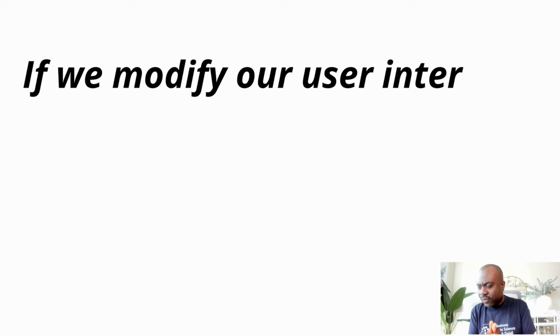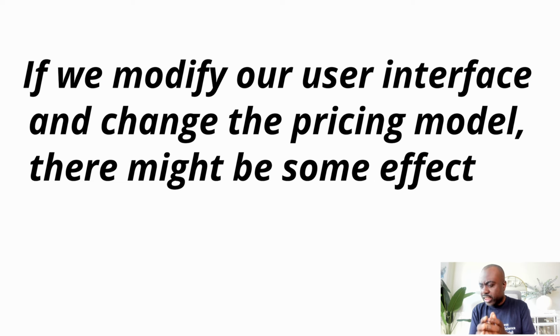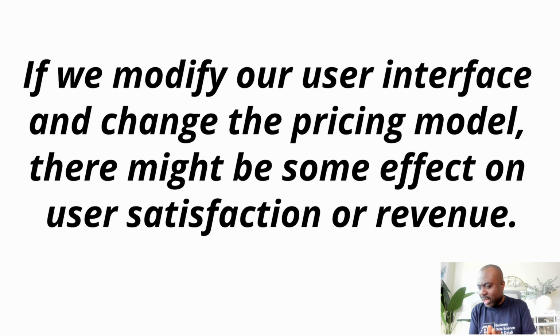Let me give you an example of a very bad and complicated hypothesis. Let me read this for you. If we modify our user interface and change the pricing model, there might be some effect on user satisfaction or revenue. Look at that. Now, that's a lot of variables there. First, we are talking about modifying our user interface, and then the pricing model. And then we say this will also improve user experience and, at the same time, drive revenue. So now that's a very complex hypothesis.